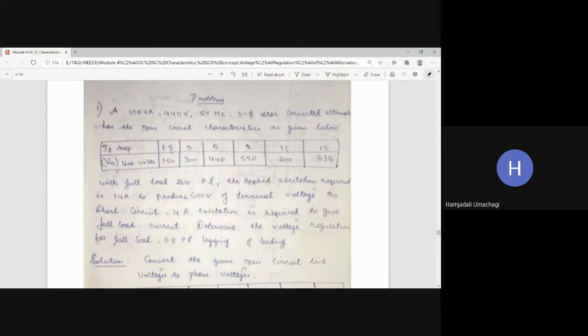Okay, then let us see the excitation levels. For 1.5 ampere, open circuit line voltage is 150 volts. For 3 ampere it is 300 volts. For 5 ampere it is 440 volts. For 8 amperes it is 550 volts. For 11 ampere, 600 volts. Finally, for 15 ampere, 635 volts. Okay.